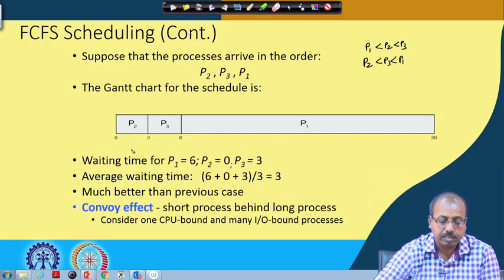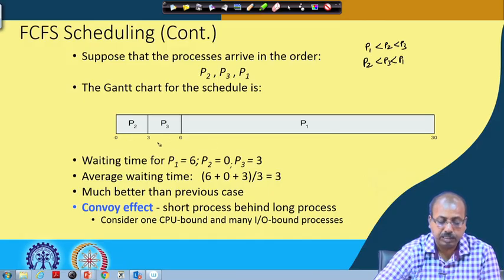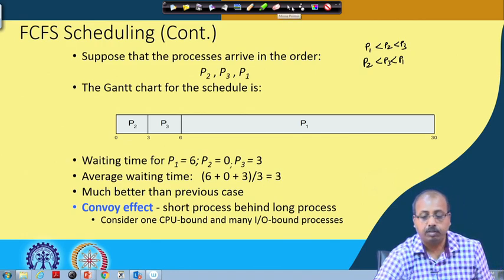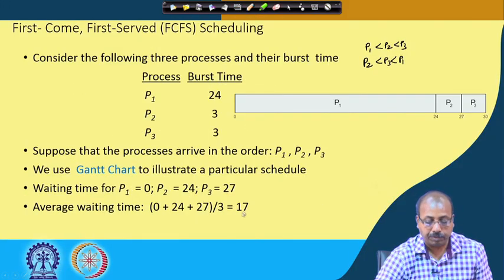In this case, you see the average wait time: for P2 it is 0, for P3 it is 3, and for P1 it is 6. So, for P1 the wait time is 6, for P2 it is 0 and for P3 it is 3. So, 6 plus 0 plus 3, divided by 3, is equal to 3. So, the average wait time is 3 units, whereas in the previous case the average wait time was 17 units.